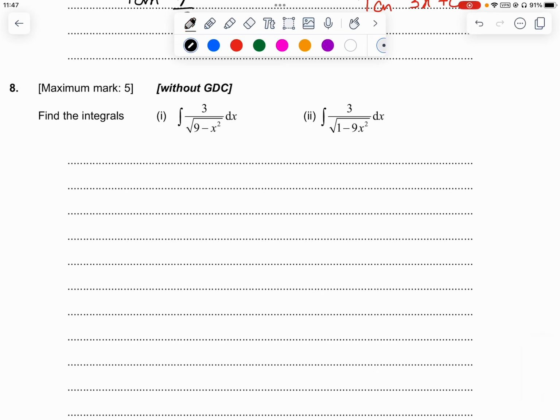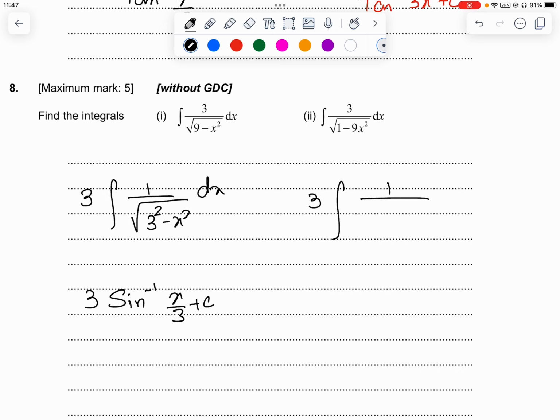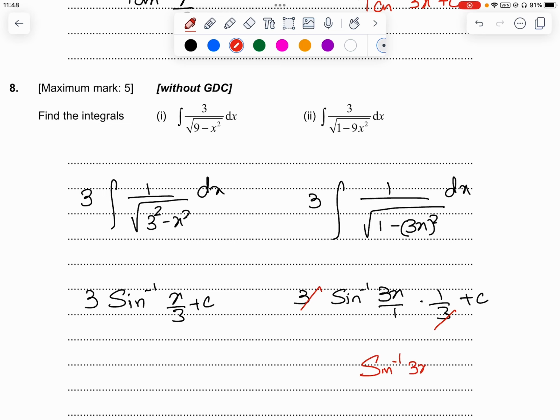Question number 8. Integral of 1 upon square root of 3 square minus x square dx. This is sine inverse of x upon a plus c. Then again part 2, integral of 1 upon square root of 1 minus (3x) whole square dx. So it becomes sine inverse 3x upon 1 times 1 upon 3 plus c. So 3 cancels. So therefore the answer is going to be nothing but just sine inverse of 3x plus c.